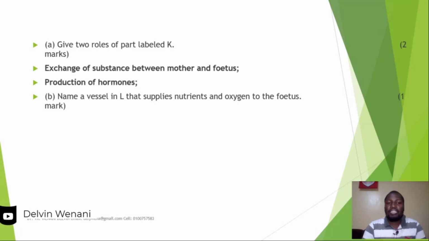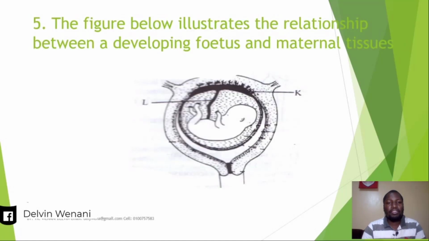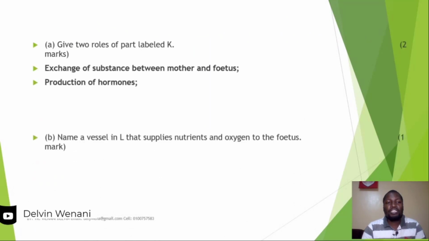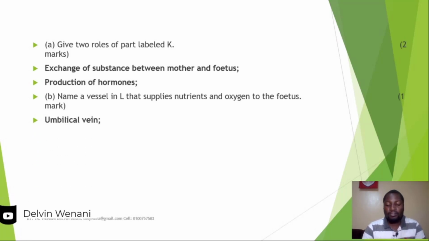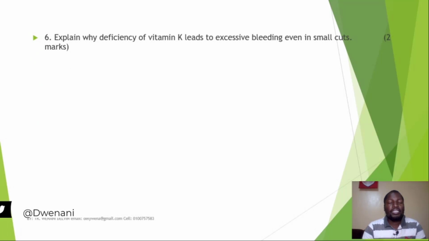Name a vessel in L that supplies nutrients and oxygen to the fetus. Now, L is actually an umbilical cord. So we are looking at the vessel in L that supplies nutrients and oxygen to the fetus, and this is just an umbilical vein, from the word umbilical.